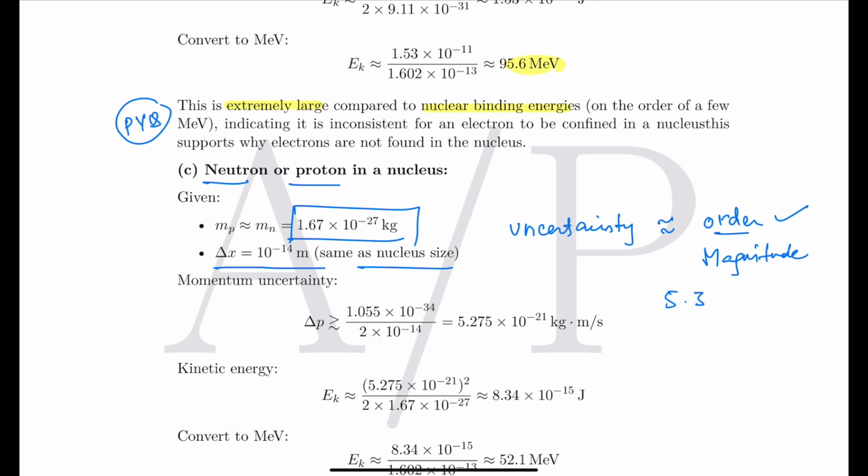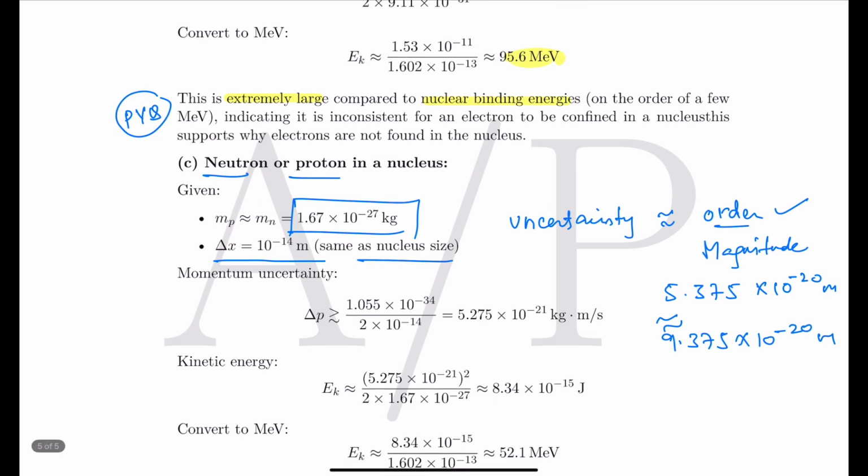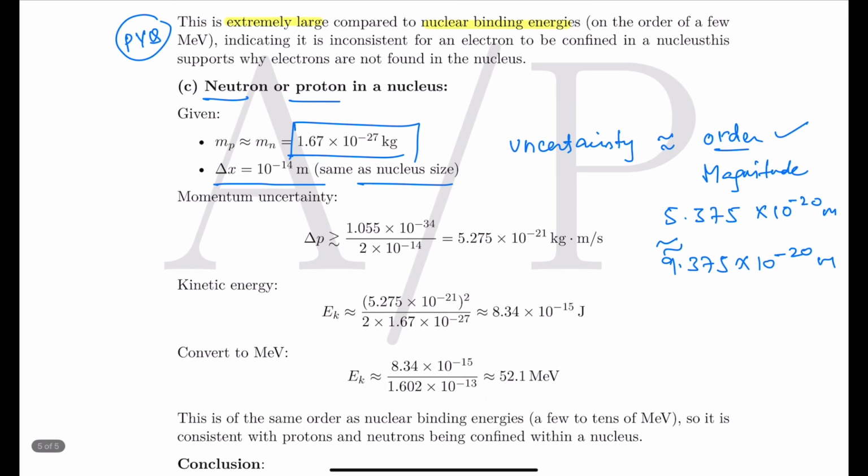Let me tell you what negligible means. Suppose we have some value 5.375 multiplied by 10 to the power minus 20 meter, and then we have 9.375 multiplied by 10 to the power minus 20 meter. These are roughly the same in terms of percentage. There is very little difference. That is why we only focus on the order, 10 to the power minus 20, 10 to the power minus 20.